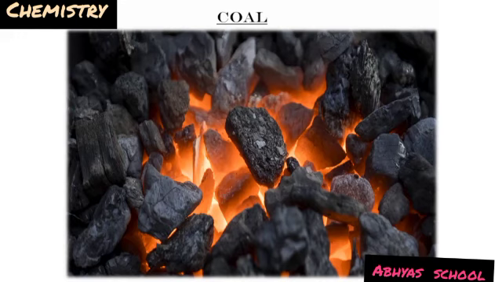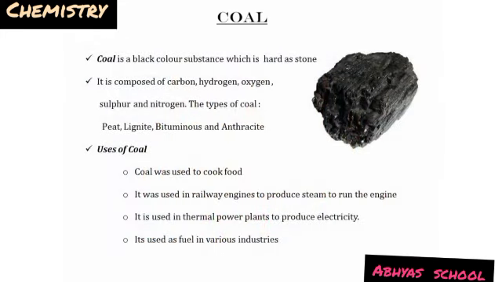So the first section of this chapter mainly deals with coal. Here we'll see what coal is, what the uses of coal are, the different forms of coal and how coal is formed. So let's begin. So the first question is, what is coal? Coal is a black colored substance which is hard as stone. It is actually a sedimentary rock that burns. It is mainly composed of carbon. It also contains hydrogen, oxygen, sulfur and nitrogen.